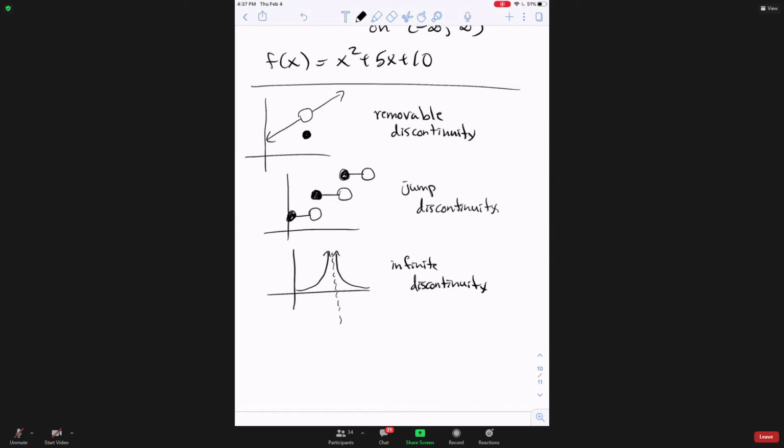Even if it's horizontal? No, I'm talking about a vertical asymptote. If it's horizontal, it's fine. Okay, all right, thank you. Yeah, that's irrelevant. Like if you have something like this, in this case, it might be discontinuous here, but the horizontal asymptote is irrelevant. Okay, thank you.